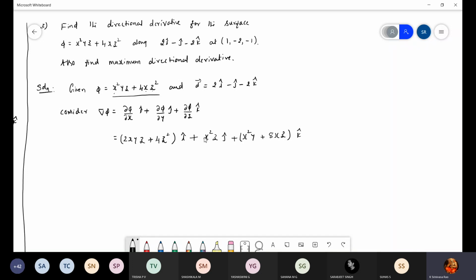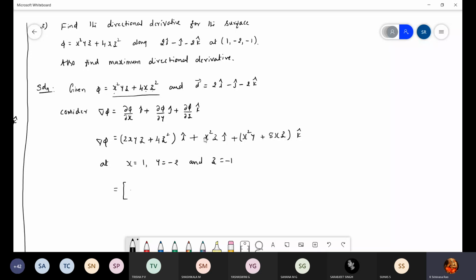So this is grad phi. This is a very important step here. At x equals 1, y equals minus 2, and z equals minus 1. If there is a negative number, you take one more step and we will simplify. Don't make any mistake here. While substituting negative numbers, you should be very careful.